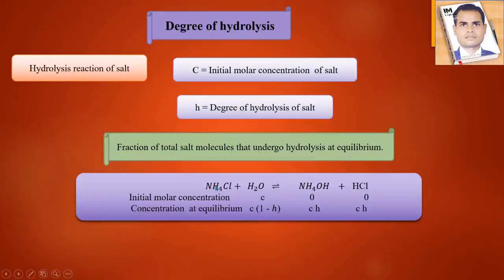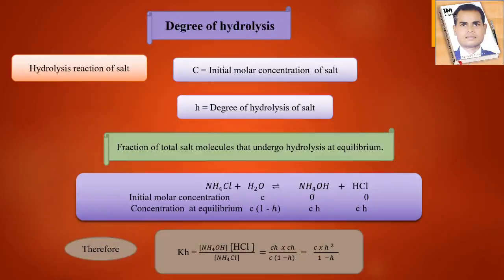So for the NH4Cl, NH4Cl plus water molecules, you will get NH4OH plus HCl, that we have known. If you add NH4Cl into the water, you will get NH4OH plus HCl. The initial molar concentration for the NH4Cl will be small c, and for NH4OH it is 0 and HCl is 0, and the concentration at equilibrium will be small c in bracket 1 minus h, and for the NH4OH small c h, and for the HCl again small c h.